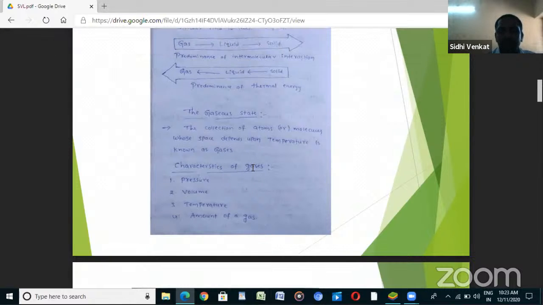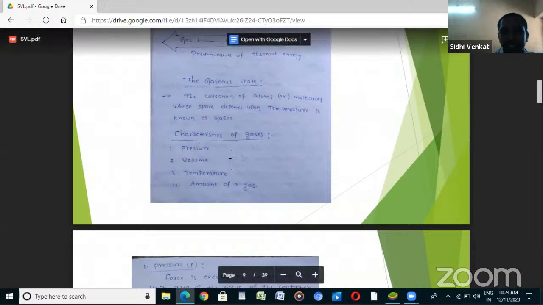Characteristics of gases. What are the characteristics of gases here? Pressure, volume, temperature, and the fourth one is the amount of gas. Characteristics of gases are the pressure, volume, temperature, and amount of gas. What is meant by gas state? The collection of atoms or molecules whose space depends upon the temperature. Okay, students, understand?